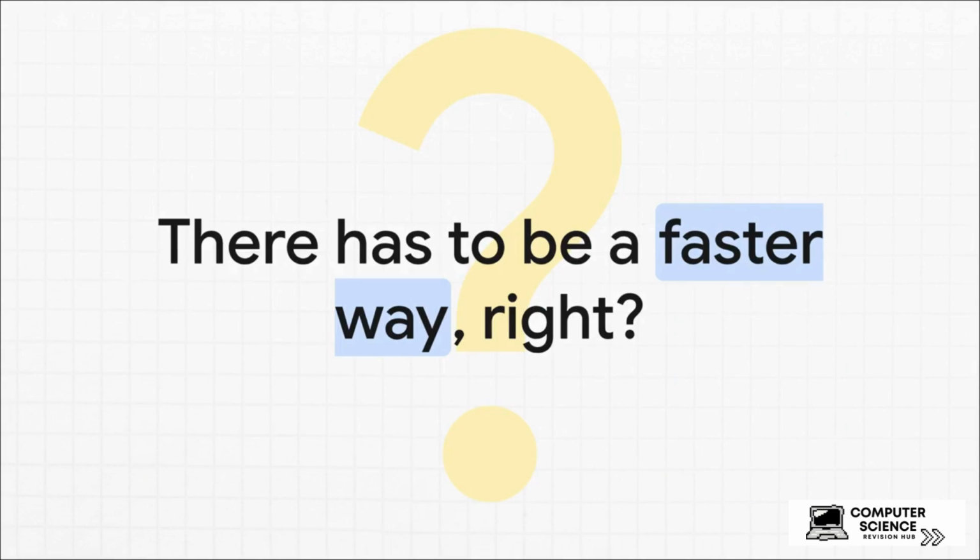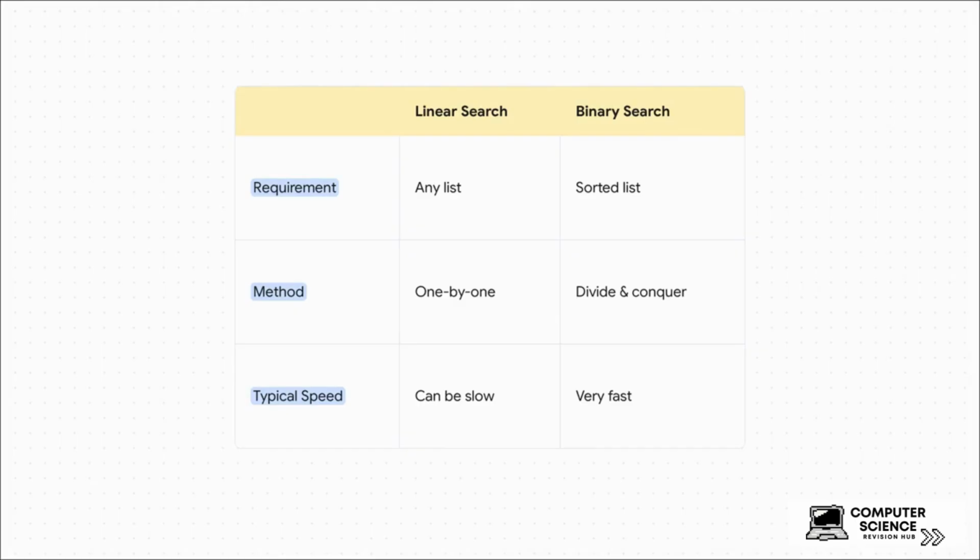Of course, we can't just cross our fingers and hope to get lucky every time. For a list with millions or even billions of items, checking one by one just isn't going to cut it. Which leads us to a really important question. How can we be smarter about this? And this table here perfectly illustrates that smarter way. It's called a binary search.